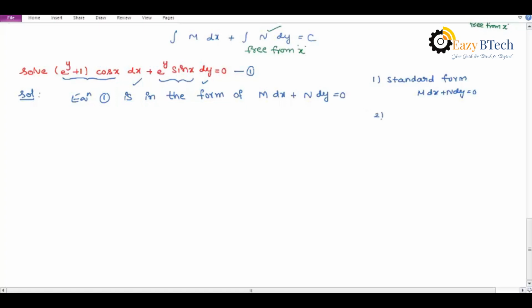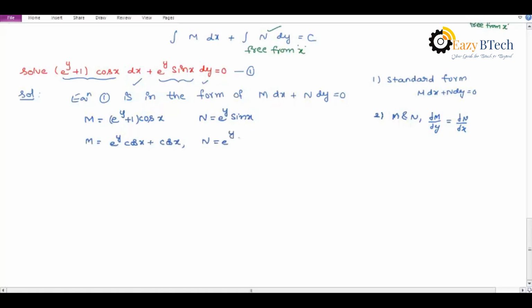The second step is writing the values of M and N, and at the same time verifying the exactness condition, ∂M/∂y and ∂N/∂x. So I am writing the M value here. M is e^(y+1) cos x and the value of N is e^y sin x. Before finding ∂M/∂y and ∂N/∂x, multiply with cos x here: e^y cos x + cos x, and N is e^y sin x.